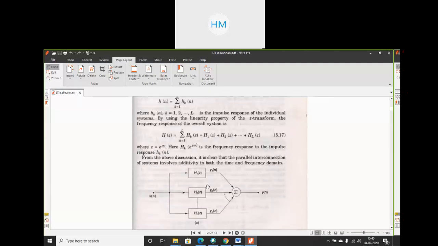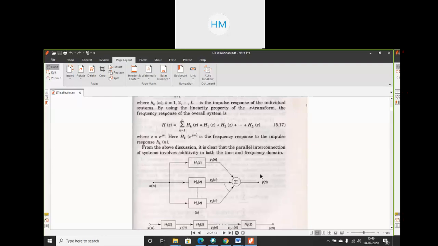So this is a diagram. Clear? The same input is given to all the systems. Parallel interconnection of systems involves additivity in both the time and frequency domain. So all will generate some outputs y1 of n, y2 of n till yL of n, and all these outputs will be added at a time and y of n will be generated. So parallel interconnection is possible.